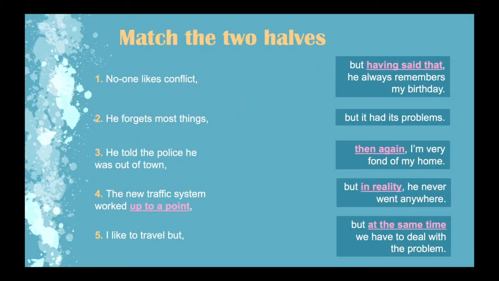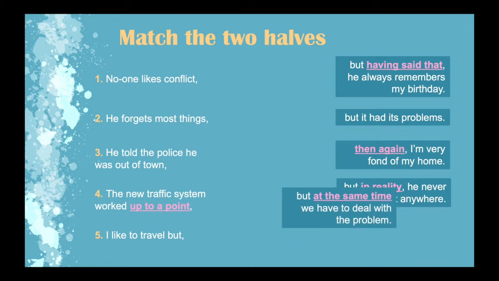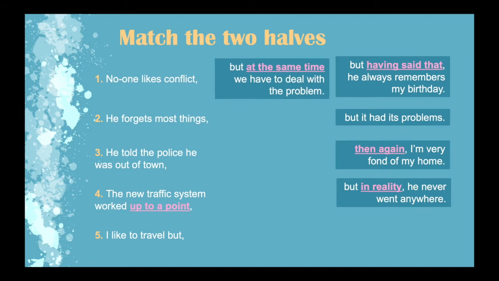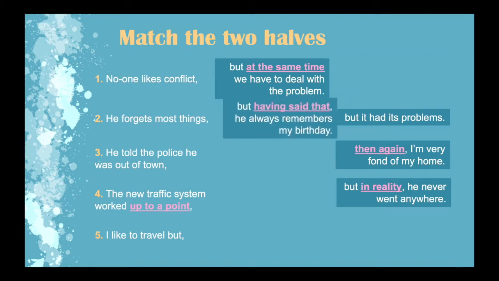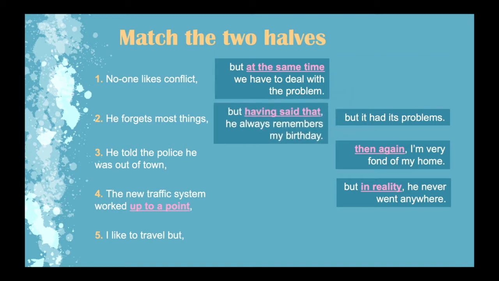So number 1, no one likes conflict. And the answer is, but at the same time, we have to deal with the problem. So there's a clear limitation to the first half of the phrase. Number 2 says, he forgets most things. But having said that, he always remembers my birthday. So we can also see a clear limitation in the first half of the phrase.